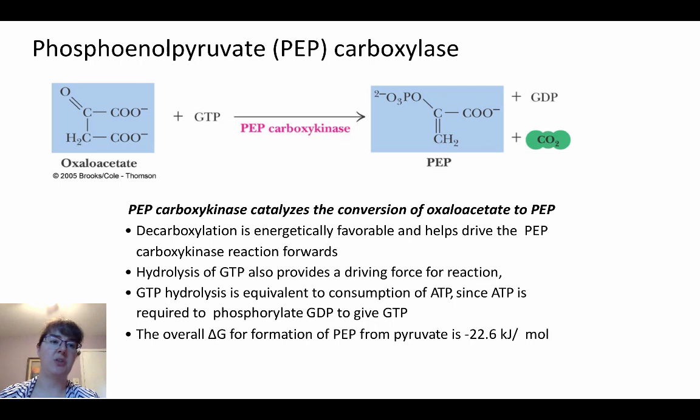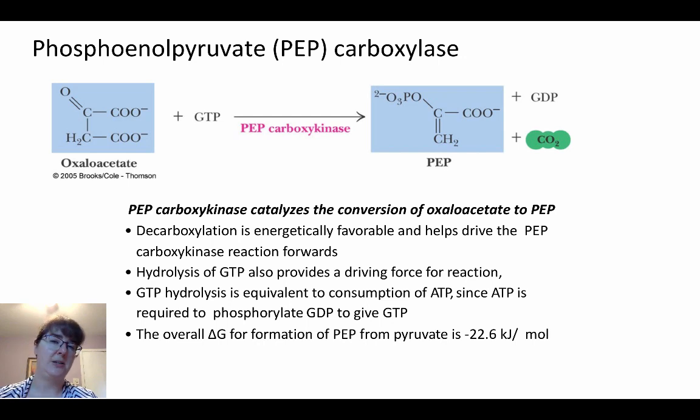We're essentially going to swap out one of those carboxylic acid groups for a phosphate group. So what's going to happen here is with the addition of this enzyme, it's actually going to use GTP, which then will put a phosphate there and kick out carbon dioxide. Having that decarboxylation reaction is energetically favorable, so that release of carbon dioxide is going to help drive this reaction forward. That hydrolysis of GTP is also going to be a driving force for this reaction. So between those two, everything's moving favorably in that forward reaction.